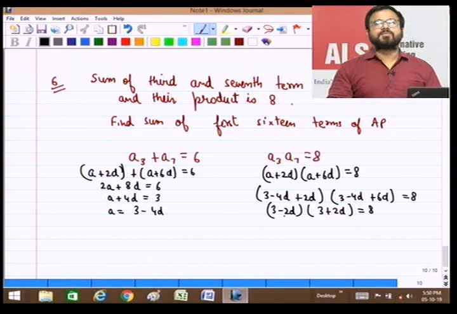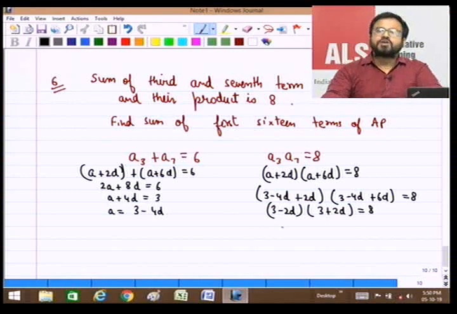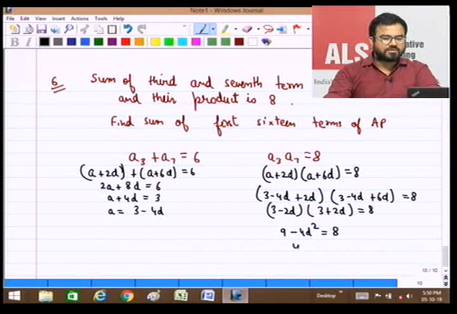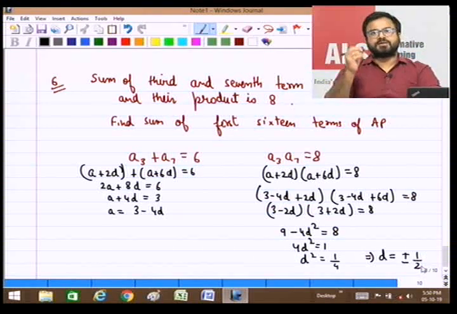So basically it is (a plus b)(a minus b), so you can do a square minus b square. So 9 minus 4D square is equal to 8. 4D square is equal to 1. D square is equal to 1 by 4. So it implies D is equal to plus or minus 1 by 2. So either the common difference can be plus 1 by 2 or minus 1 by 2. So it means there will be two cases.